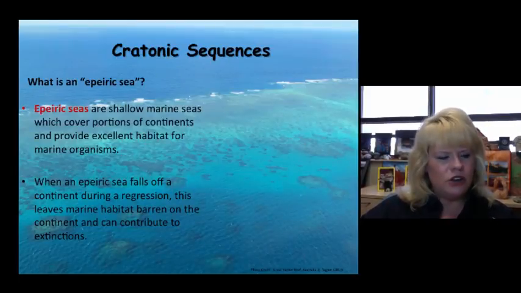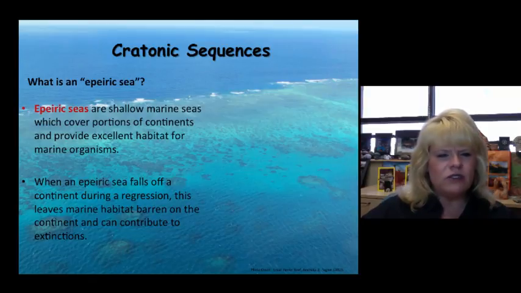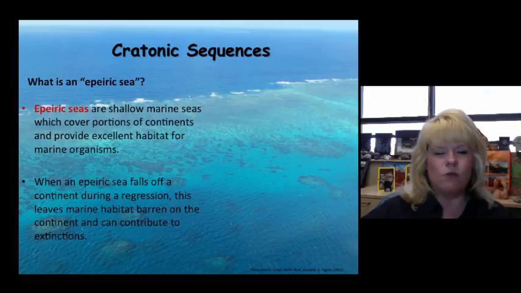Another term you're going to need to know is something called an epeiric sea. The image of the Great Barrier Reef again illustrates what an epeiric sea would look like. Imagine this is right over the area where you live right now. These are shallow marine seas that cover portions of continents, and they provide super fabulous, fantastic, excellent habitat for marine organisms that like shallow marine environments.